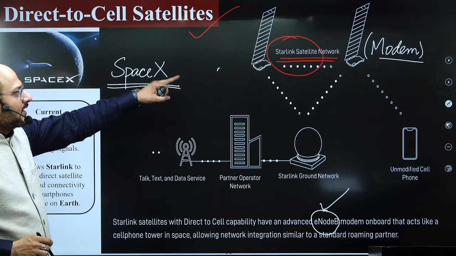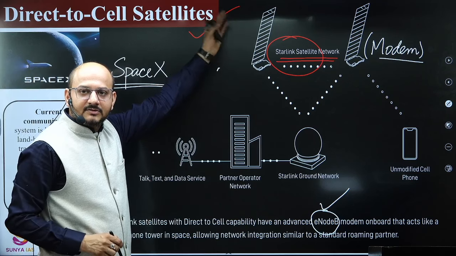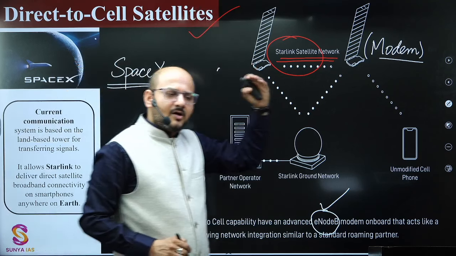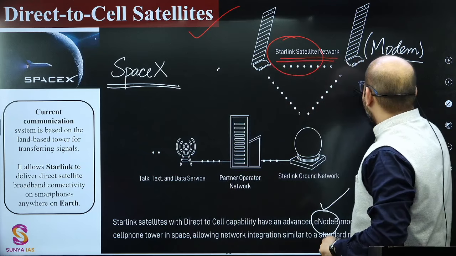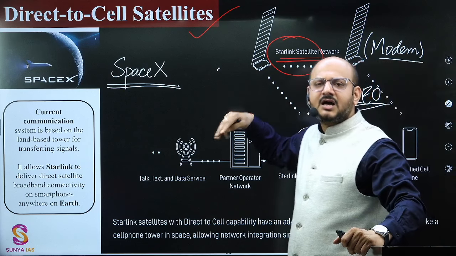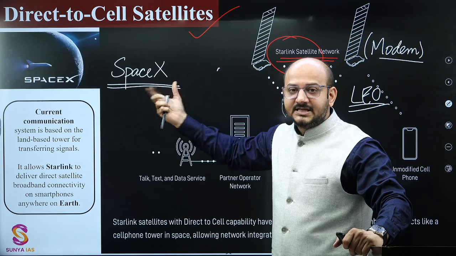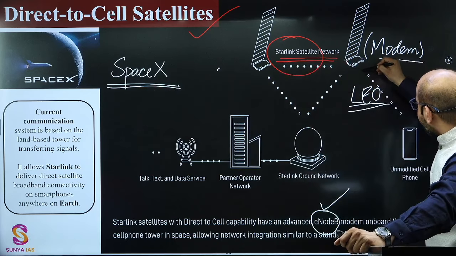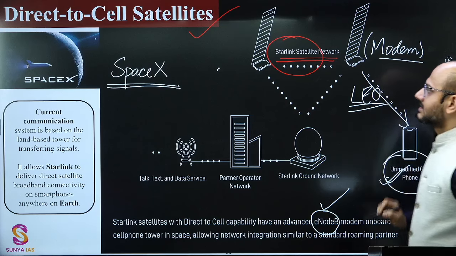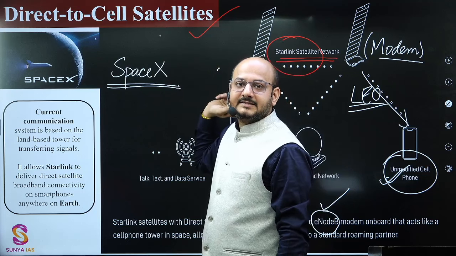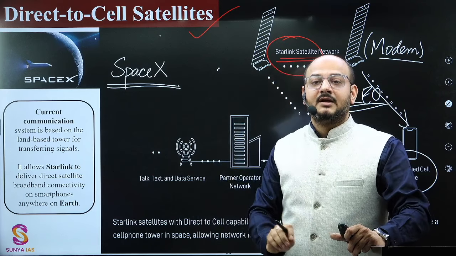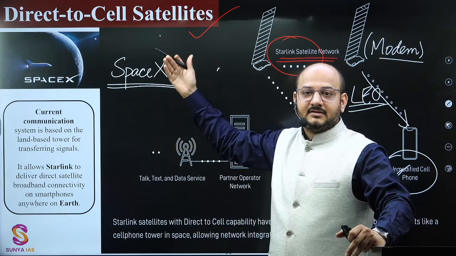This is the name of the modem. Okay. So what happens is that Starlink satellites, ये बहुत ज़्यादा जियो स्टेशनरी ऑर्बिट में नहीं जाते हैं. They are on the lower earth orbit itself, LEO, और पास में ही रहते हैं. तो large amount of satellites will be deployed by the Starlink program. तो इस सैटेलाइट से डायरेक्टली हम अनमॉडिफाइड सेल फोन्स में इंटरनेट यूज कर सकते हैं. Direct to cell satellites.